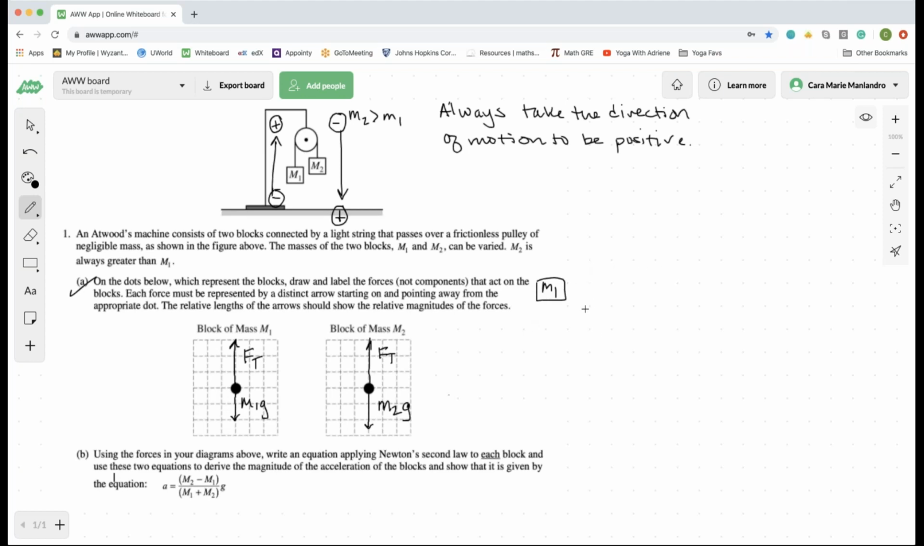For mass 1, what we're going to do is use Newton's second law. Newton's second law is that the sum of the forces, and I'm going to specify that it's the y direction, is equal to m times the acceleration in the y direction. Now for mass 1, if I look at my free body diagram, the up vector is tension. Then I'm going to subtract M1G, and set that equal to M1A. Does everybody agree with that?